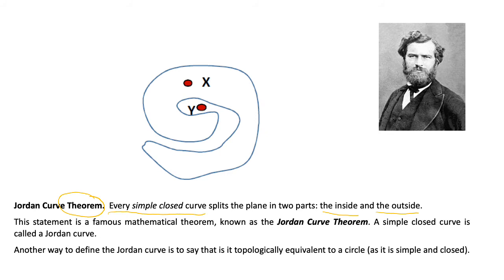It was named after a French mathematician, Camille Jordan, and because of that theorem, all simple closed curves are called Jordan curves. Another way to define the Jordan curve is to say that it is topologically equivalent to a circle. It is simple and closed.